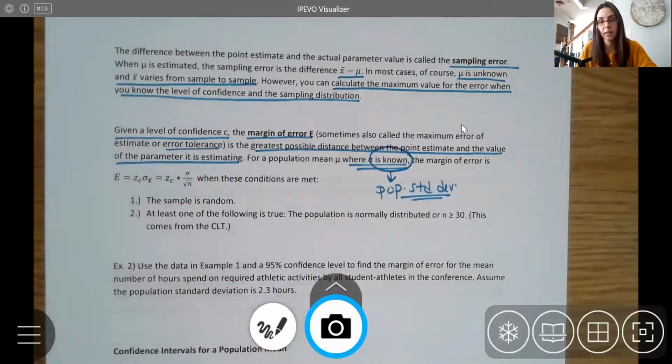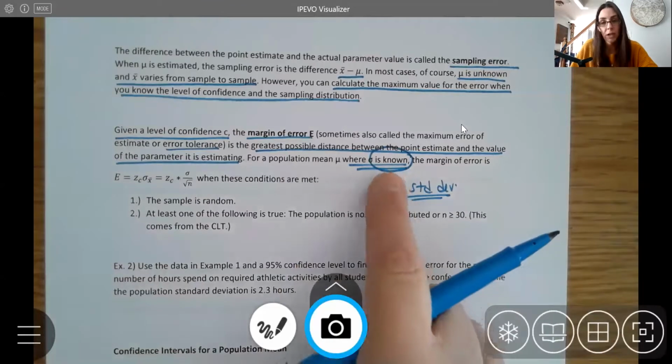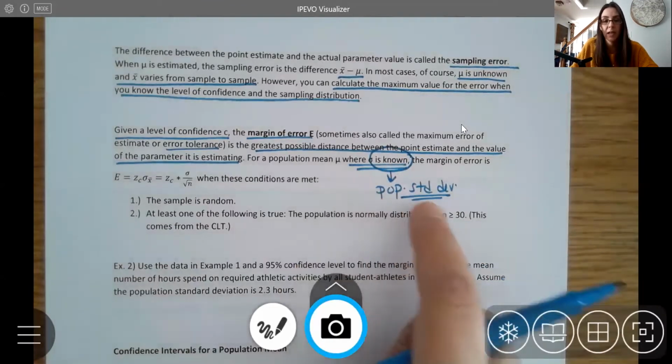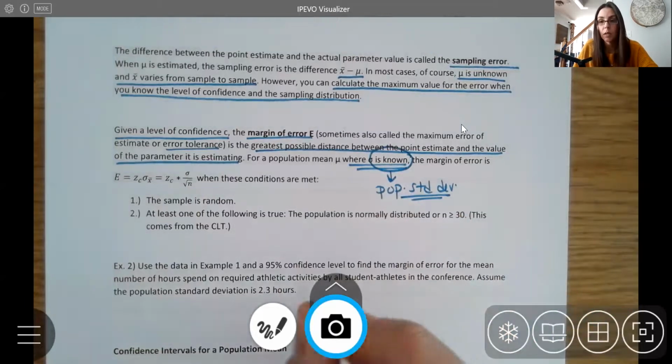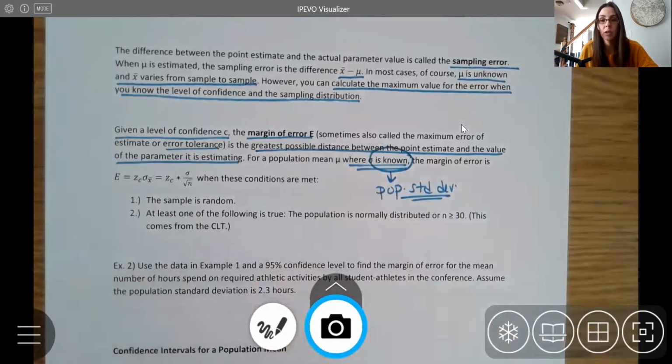Now, I want to make a very clear distinction. In section 6.1, we are assuming that the population standard deviation is known. So it's not estimated, it is actually known. So how would you know this? Probably because someone has already done research on the subject and they already have data there. So there would be some sort of research already done where you know the population standard deviation already.